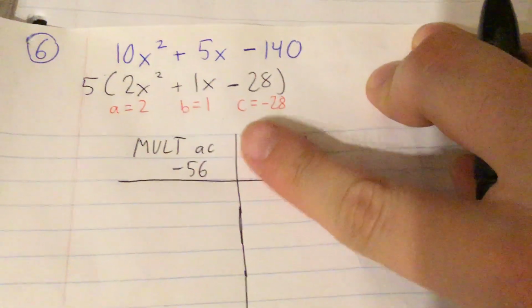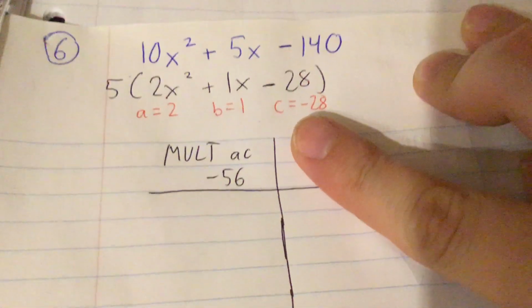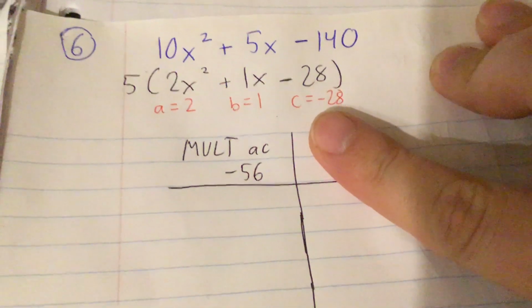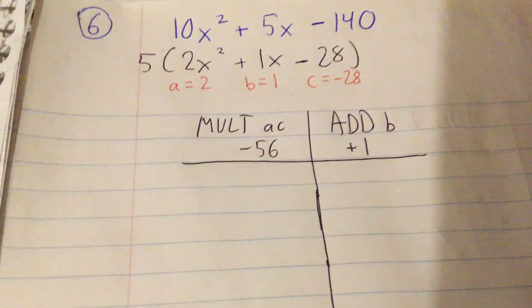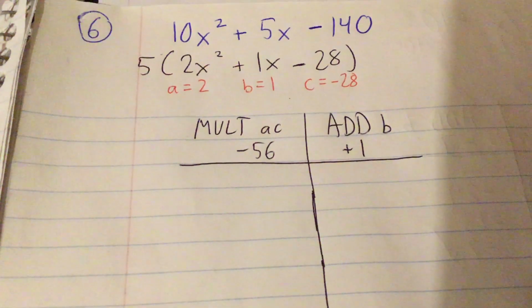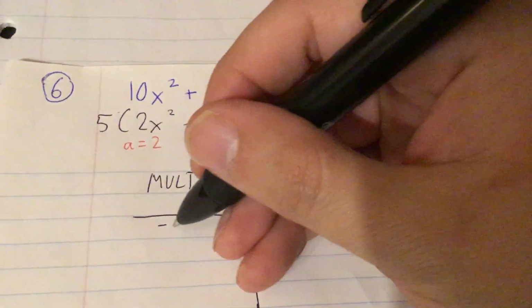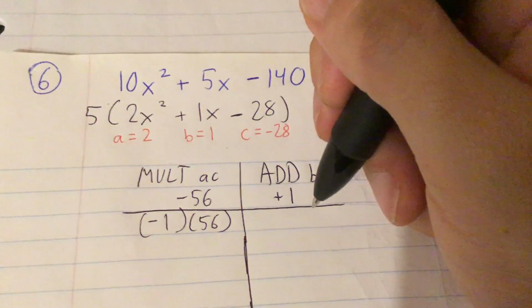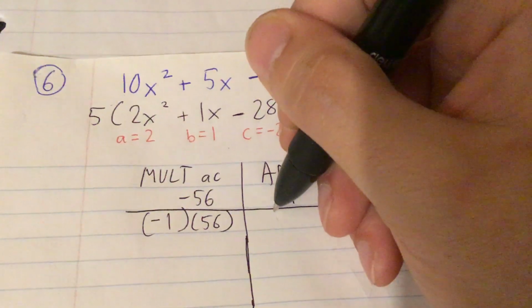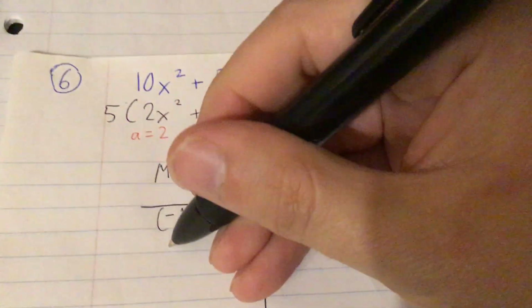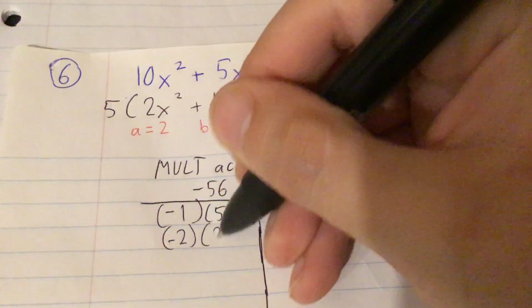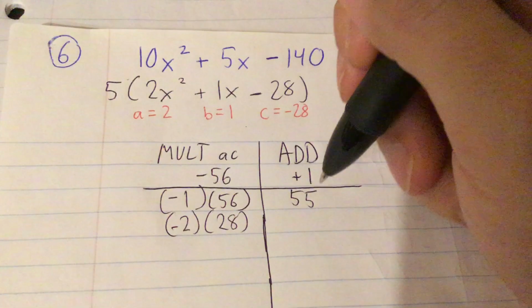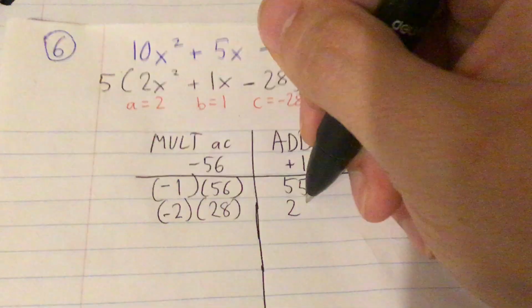What does that tell me about this combination? In order to multiply to negative 56, it has to be a positive-negative combination. But that positive 1 tells me that the positive is a little bit stronger than the negative. So let's make a table. We've got weak negatives and strong positives. Negative 1 and 56 multiply to negative 56, but they add to 55. Negative 2 and positive 28 multiply to negative 56, but they add to 26.